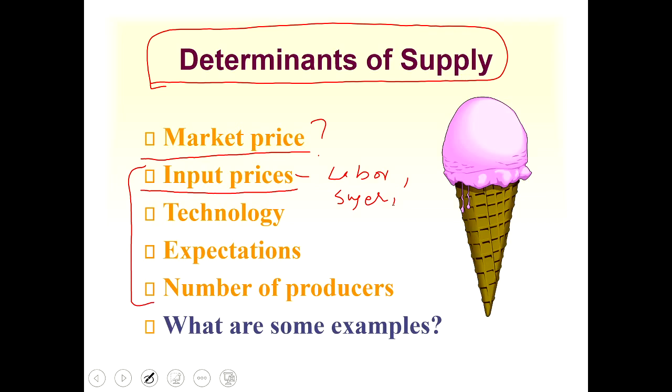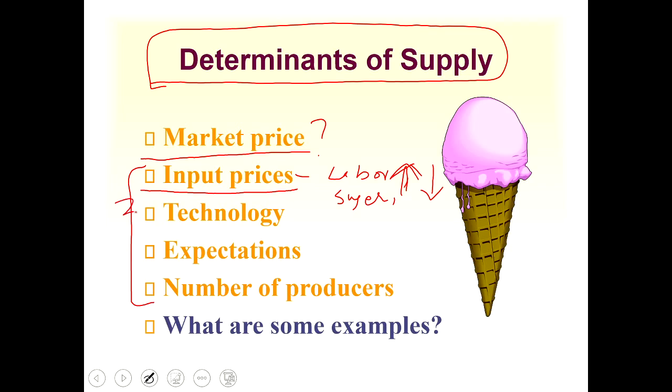So if the price of these inputs increase, then the profits of suppliers will decrease, right? So whenever the price of inputs increase, then the suppliers will supply less ice cream, and there will be a shift of the supply curve to the left side. And whenever the input prices decrease, the profits of suppliers will increase and they will supply more ice cream, and it will lead to a shift towards the right side of the ice cream supply curve.